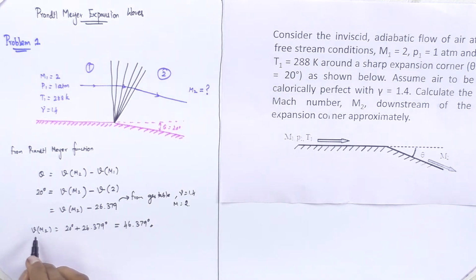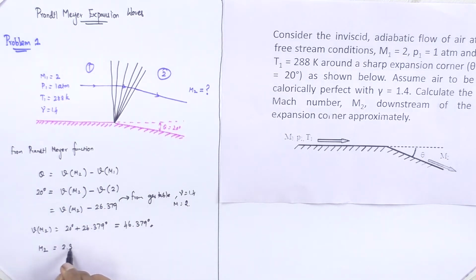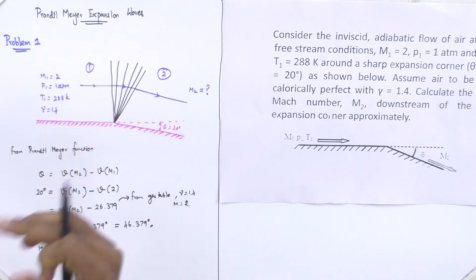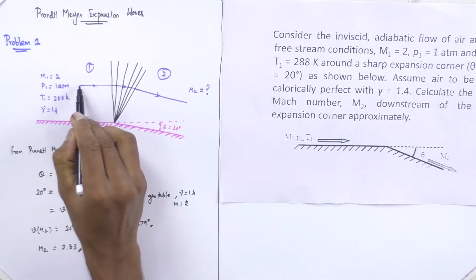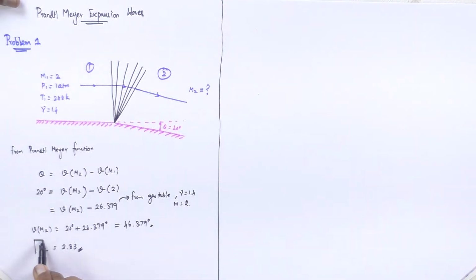So from this value we can refer the corresponding value of M2 from gas table. So again from gas table, for this Prandtl-Meyer angle the corresponding M2 value is 2.83. So the downstream Mach number will be 2.83. So if you look at here, this flow is accelerated to 2.83 Mach number. So M2 is equal to 2.83 Mach number. So we have arrived at the solution.